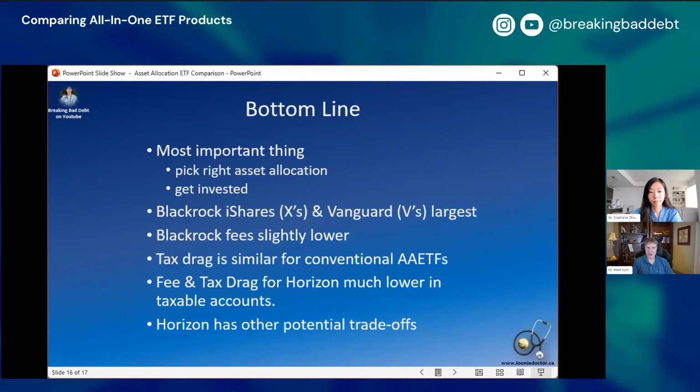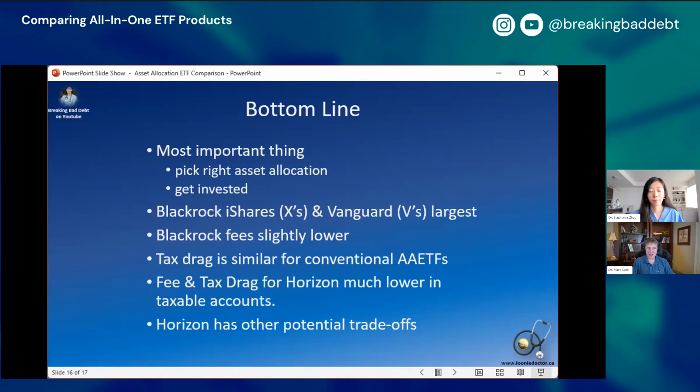So what's the bottom line? The bottom line, I would still say, is the most important thing is to pick the right asset allocation. So what's your risk tolerance and your risk capacity? Choose the right flavor of asset allocation ETF. That's the most important thing. The next most important thing is to also get invested with it. So don't fiddle around worrying about a 0.01% difference between one ETF versus the other. It doesn't really matter. Pick the right one and get invested is probably the most important thing.